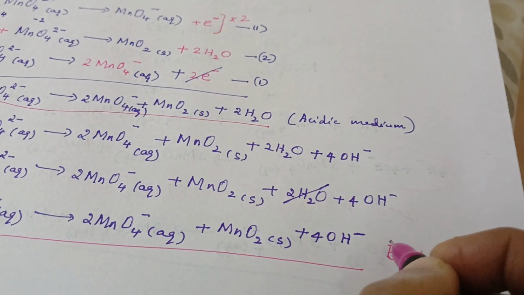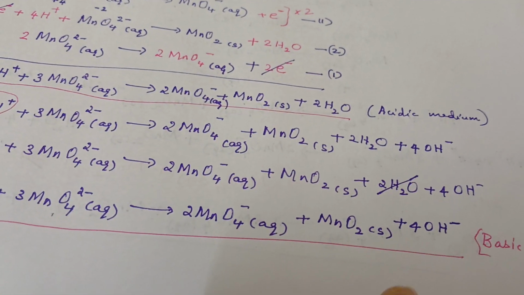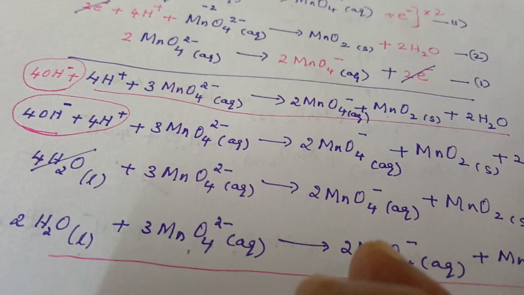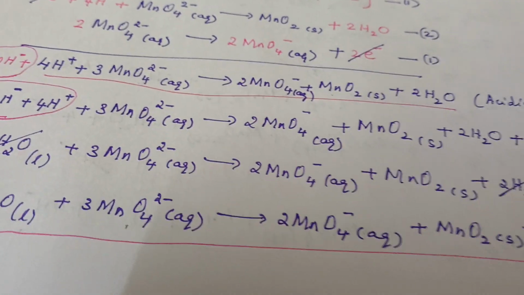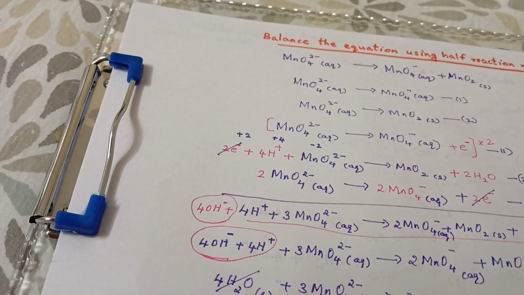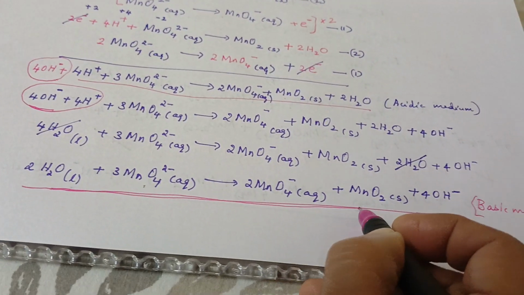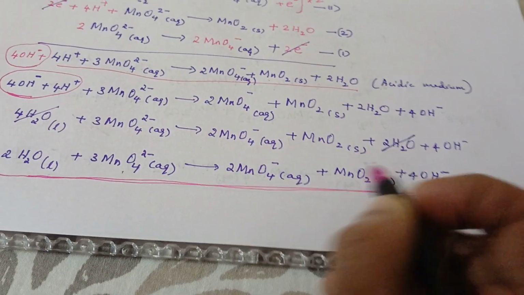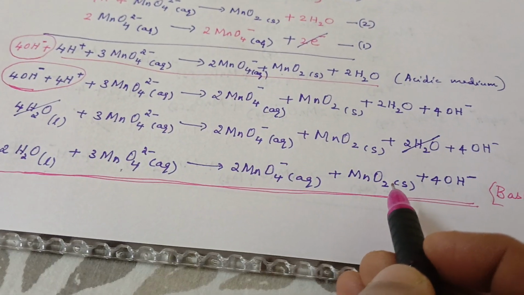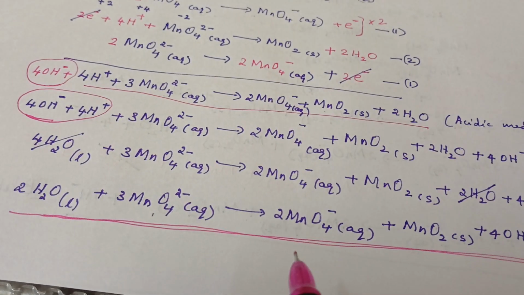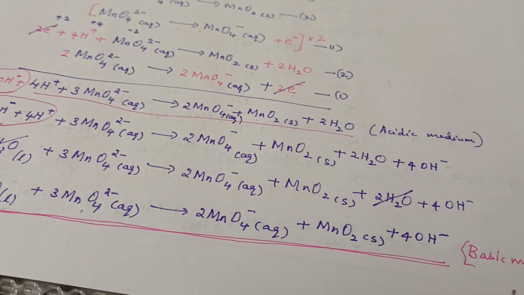After doing it in the acidic medium, we need to add OH minus according to the number of H plus ions and then balance both sides. So 2H2O plus 3 MnO4 2- giving 2 MnO4- aqueous plus MnO2 solid plus 4OH minus. That is the balanced equation in the basic medium.